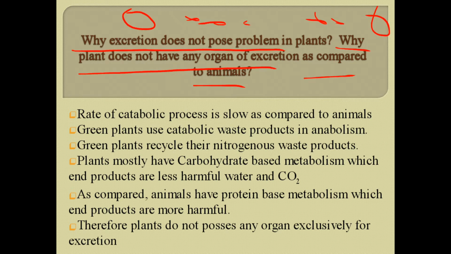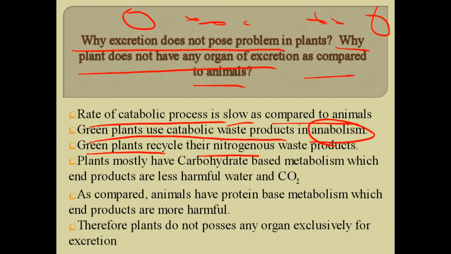So in plants, the rate of catabolic process is slow as compared to animals. As the process is slow, the waste products are less, and also green plants use their catabolic waste products in anabolism. And also green plants recycle their nitrogenous waste products as compared to the animals.